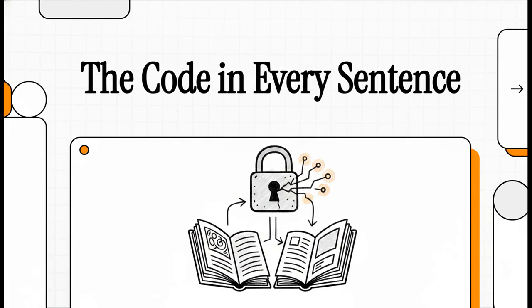Have you ever read two different headlines about the exact same event and felt like you were reading about two completely different realities? Well, you kind of were. Today, we're pulling back the curtain on a secret code, a hidden layer of grammar that literally builds the world you read about every single day.